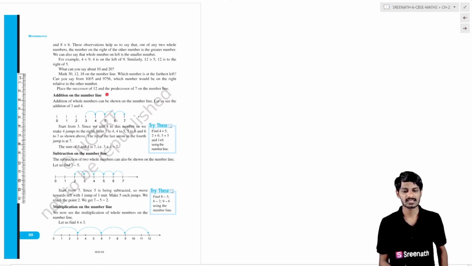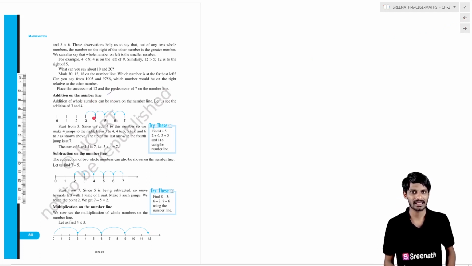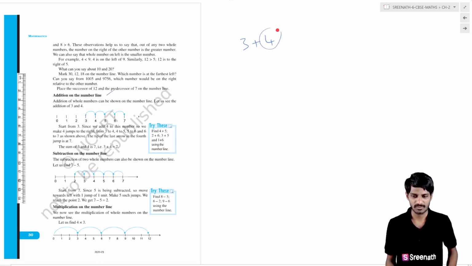Now we are going to discuss how to do addition on the number line. Basically this is the number line. If you want to add, suppose 3 plus 4, we have to add 4 to 3. You have to see the number 3 on the number line, and you have to make 4 steps. How many steps? 4 steps are 4 jumps, and each jump is a step length of 1 unit.